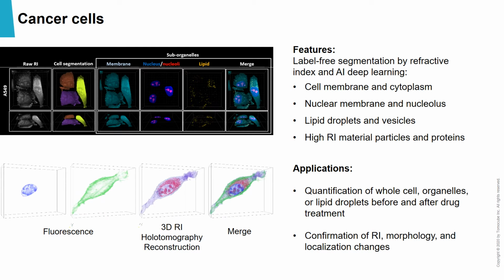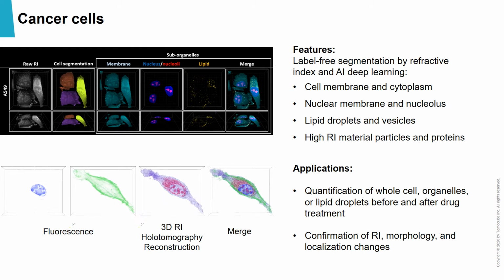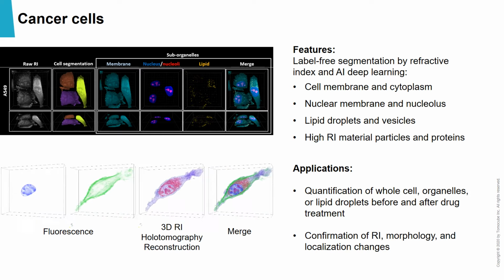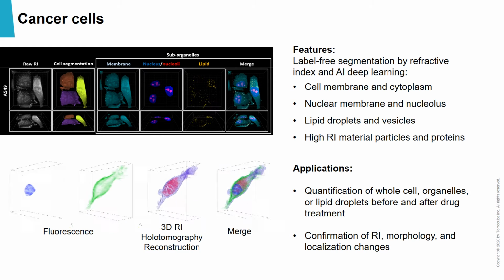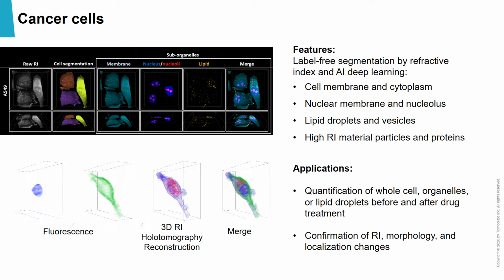Many of our users use our microscope this way, especially for time-lapse imaging, where if they keep using fluorescence, the cells would die within a few hours. But with label-free holotomography, you can go on for days and days and just use fluorescence once or twice in between.